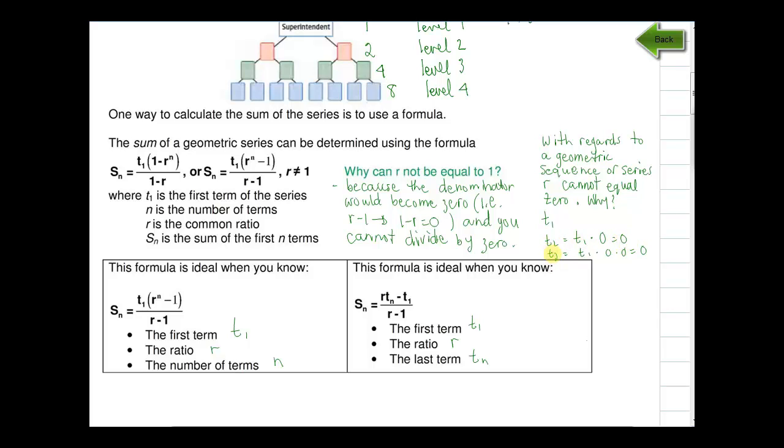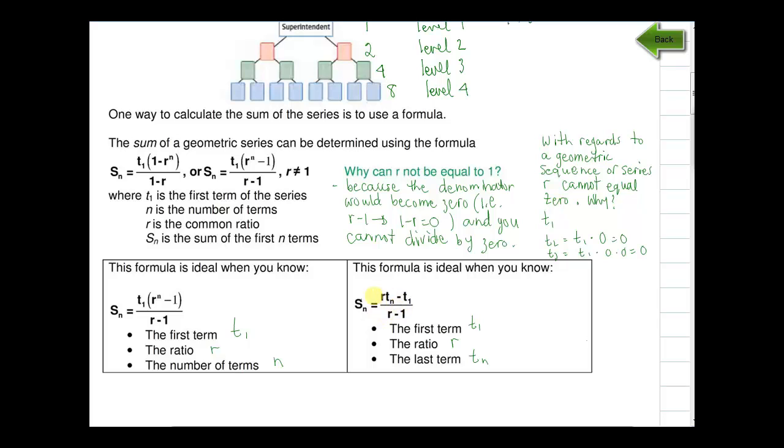That was also true for term 3. To build term 3, you would take your first term and times it by your common ratio twice, so T1 times 0 times 0. You still get 0. And so you're not getting a geometric sequence. All you're getting is T1 and then 0 and 0, and the next number is going to be 0. And so r cannot equal 0.